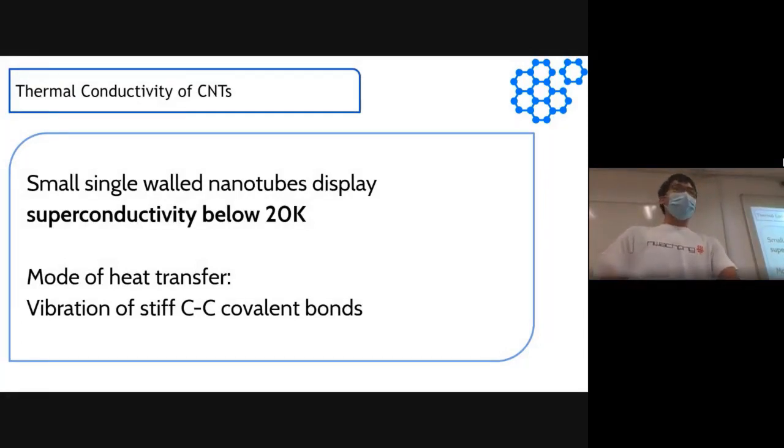And one way that carbon nanotubes can transfer heat is through the vibration of the carbon-carbon covalent bonds. So if you have a nanotube, right, you apply heat on one end. What this causes is the carbon-carbon bonds to vibrate. Since the carbon-carbon bond is very stiff, right, the vibration of one atom greatly affects the next atom's vibration. And so you can see that the heat actually propagates very effectively throughout the nanotube.